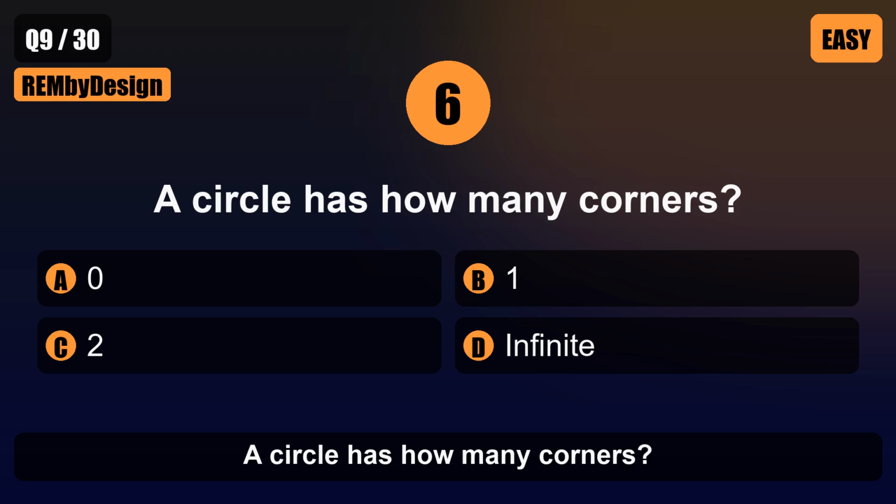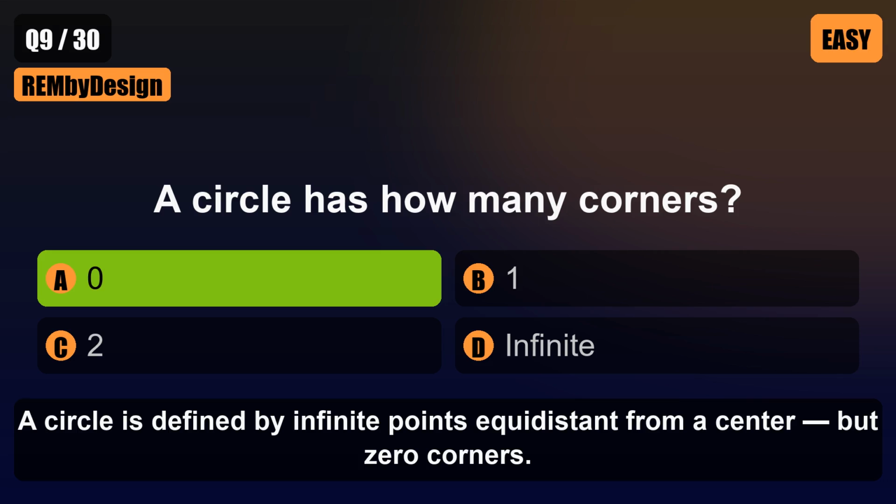A circle has how many corners? A. 0, or B. 1, or C. 2, or D. Infinite. The answer is A. 0. A circle is defined by infinite points equidistant from a center, but 0 corners.